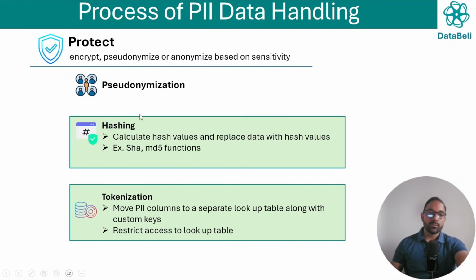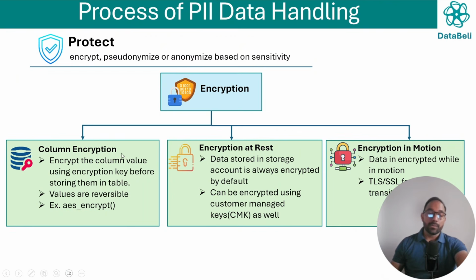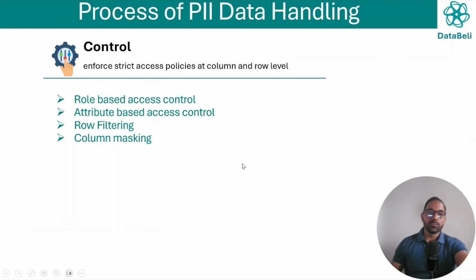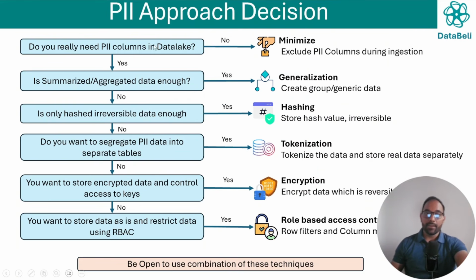Within pseudonymization, we will look at how to use hashing, tokenization, and the types of anonymization that we can use. For encryption, we will see what different ways we can use, how we can control access using different techniques, how we can monitor the usage or access of the data, and how we can enable the proper deletion of PII data. So all these we will understand, and at the end we will also understand how to decide which of these techniques we should use to handle the PII data properly.